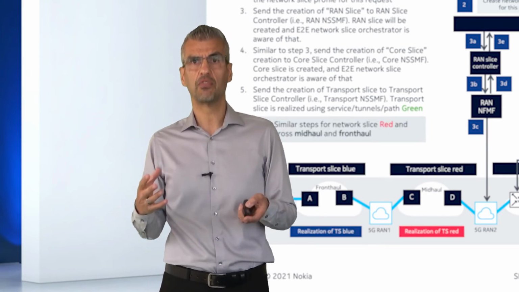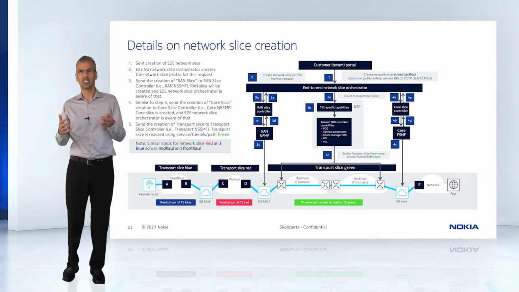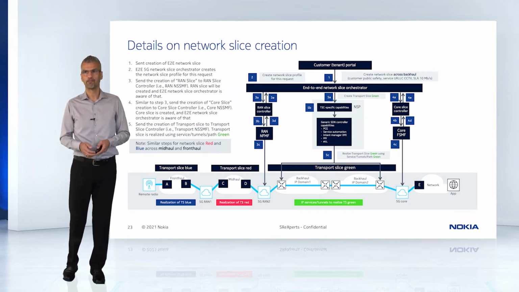Another aspect which is important: the same process that is shown here for the backhaul is applicable to the front haul and mid-haul. So for example, for transport slice blue and red, the same process will happen, but the only difference here is, in this case, the network functions are, for example, DU or CU from the mid-haul perspective, or from the radio head to DU for the front haul. But conceptually, the concept of the transport slice, the connection, is exactly the same.